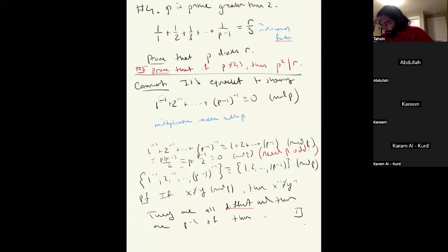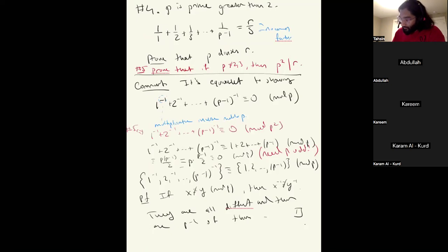By this comment, again, all the denominators are co-prime to P squared. So it's equivalent to showing that 1 inverse plus 2 inverse plus all the way to P minus 1 inverse is congruent to 0 mod P squared. But let's be clear: these are inverses mod P squared. So it's a little bit different.